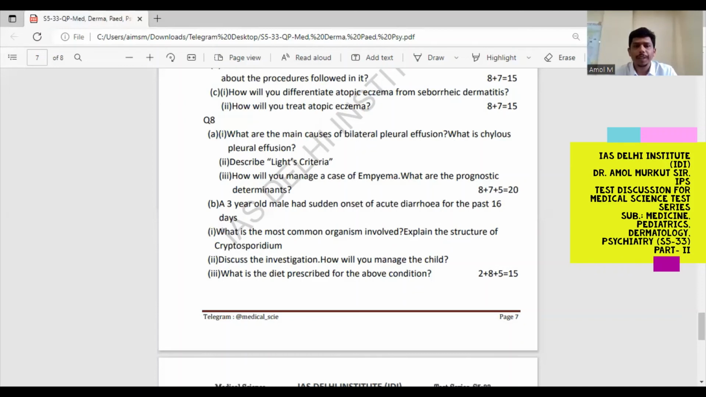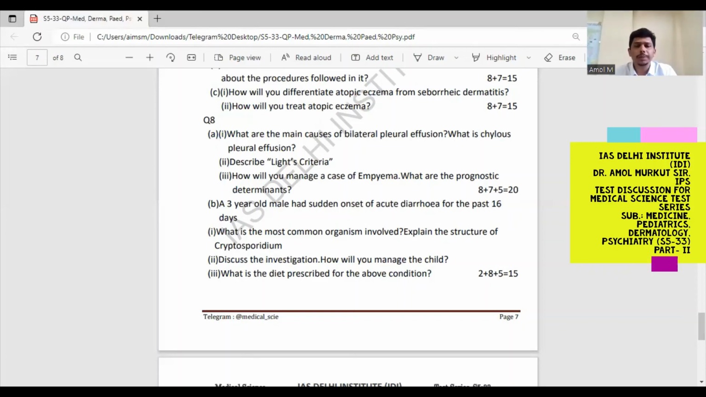Most common organism, cryptosporidium. Structure, it is a slightly odd question, but you can see the structure from microbiology. It is a parasite. Then also protozoa. Next, discuss the investigation. How will you manage it? Investigation, mostly stool analysis, stool microscopy, stool culture. Then serological studies for these various organisms such as Cryptosporidium, Giardia lamblia, E. coli.